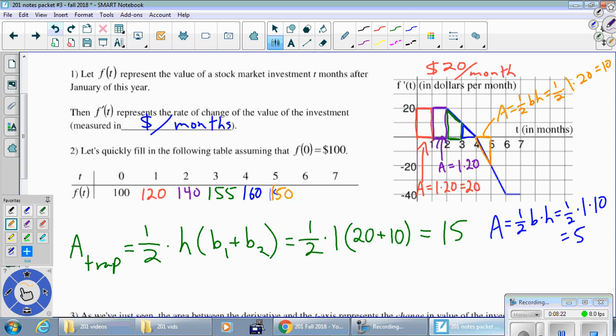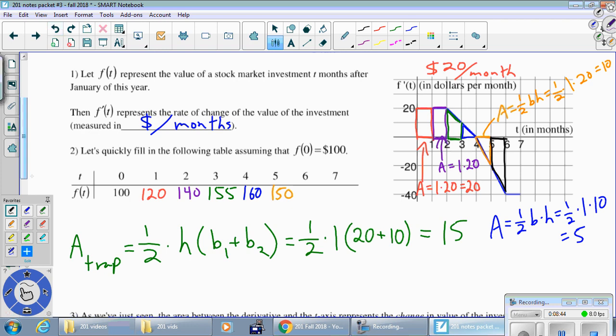Okay, so then going to the next one between 5 and 6. Kind of run out of colors here. I'll go black for this one. So 5 to 6, we're looking for the area of this trapezoid. Oh goodness, that trapezoid has a large area and it is below the t-axis. So we're losing not just more money, but a lot more money.